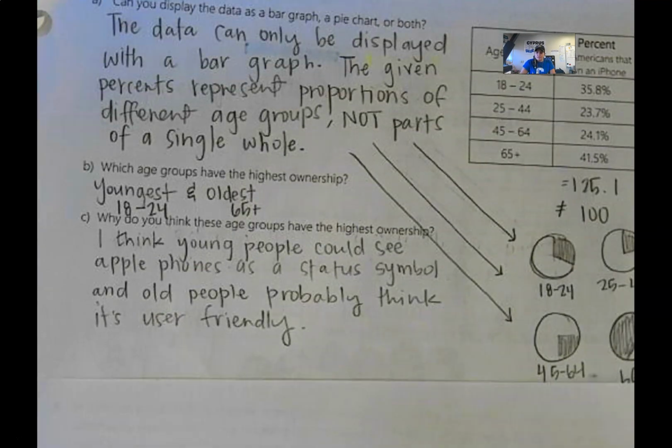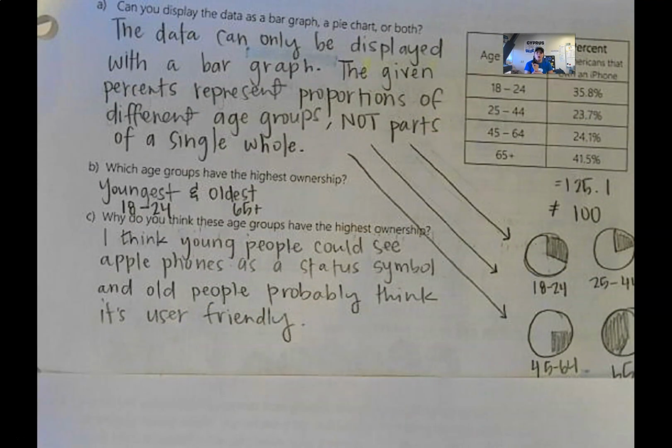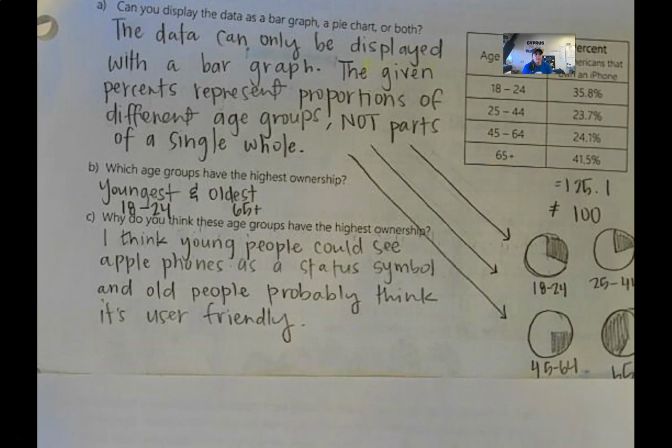Okay, my justification is I think young people could see Apple phones as a status symbol, like it's trendy or it's what the cool kids have. So it would make sense to me that the younger category has a large percentage of people that use an iPhone. And then the oldest category, I personally think it's because iPhones are really user friendly.